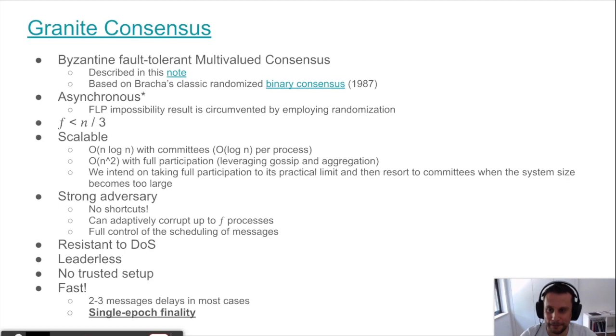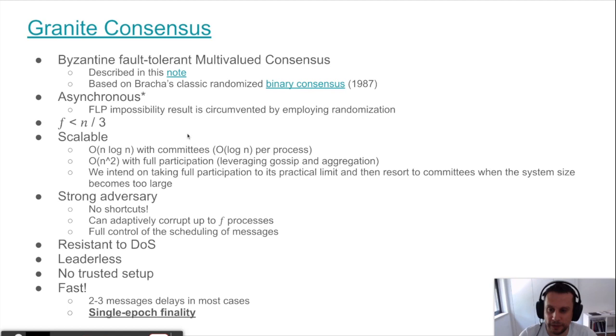This consensus algorithm, I'm not going to describe here in detail because we don't have time for that. But it's a Byzantine fault-tolerant multivalued consensus algorithm described in the notes in the link in this presentation if you want to learn more about it. It's important to clarify that it's not an algorithm designed from scratch. It's based on a very classic algorithm from the scientific literature introduced initially in 1987. This algorithm is originally a binary consensus algorithm that used randomization to circumvent the FLP impossibility result. And we changed it judiciously to be a multivalued consensus algorithm. That means instead of deciding on a binary value 0 or 1, it can decide on a value coming from an arbitrary domain. In this case, the domain will be all the blocks potentially proposed in the network.